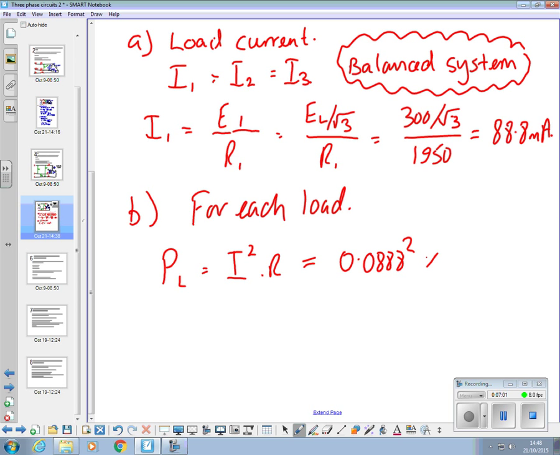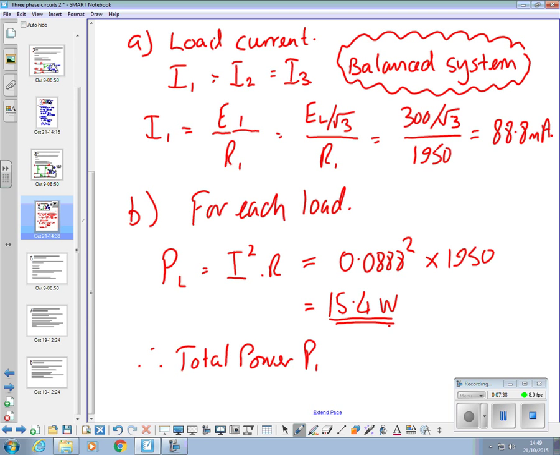You should be able to quickly convert that 88.8 milliamps into 0.0888 squared times the 1950, which is 15.366, so that must be 15.4 to 3 significant figures. 15.4 watts, therefore total power PT is equal to 3 times 15.4 equals 46.2.